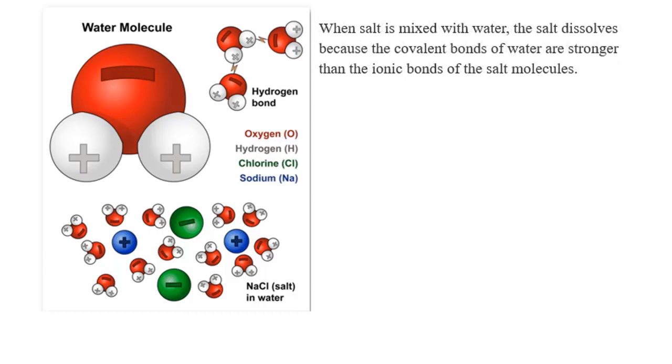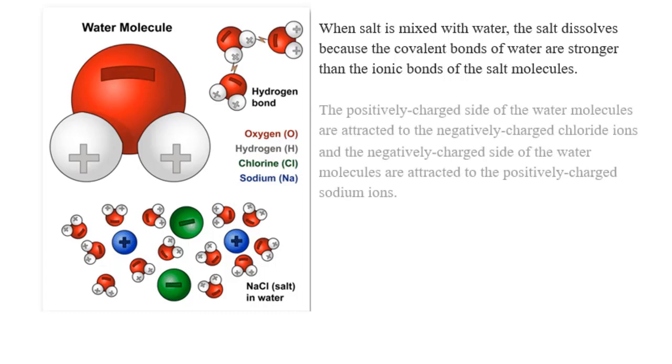When salt is mixed with water, the salt dissolves because the covalent bonds of water are stronger than the ionic bonds of the salt molecules. The positively charged side of the water molecules are attracted to the negatively charged chloride ions, and the negatively charged side of the water molecules are attracted to the positively charged sodium ions.